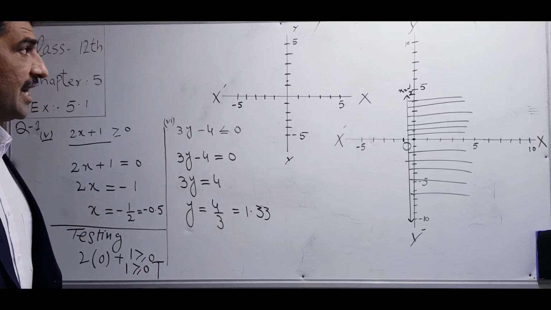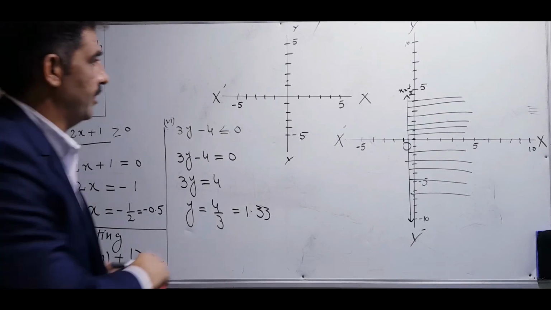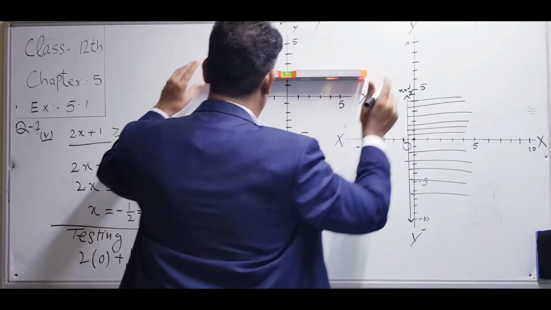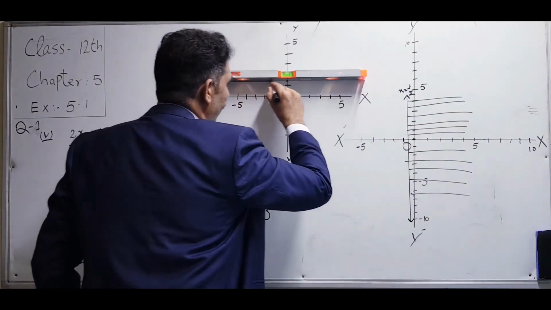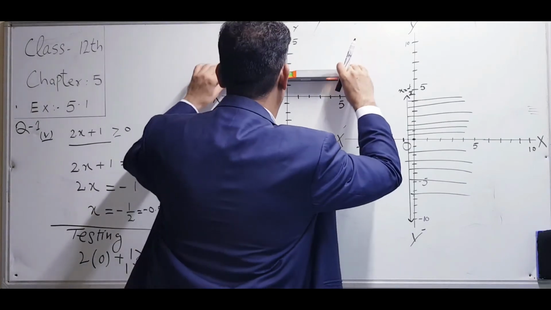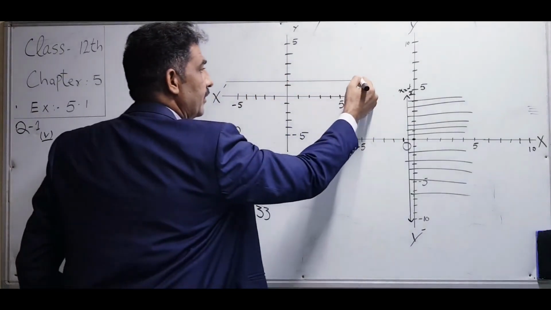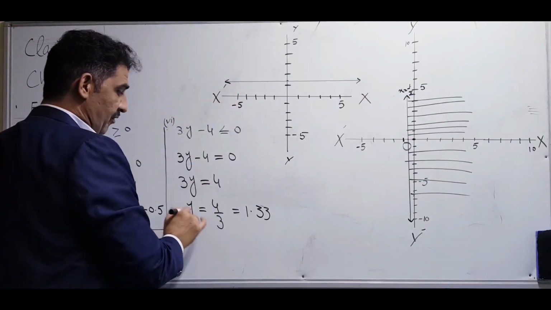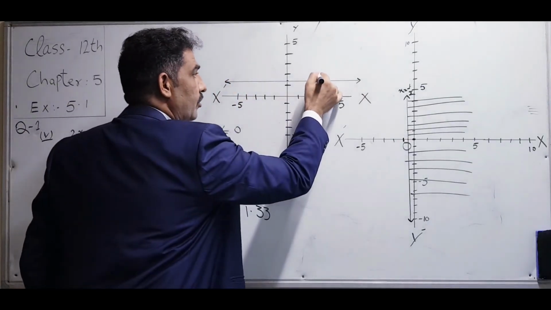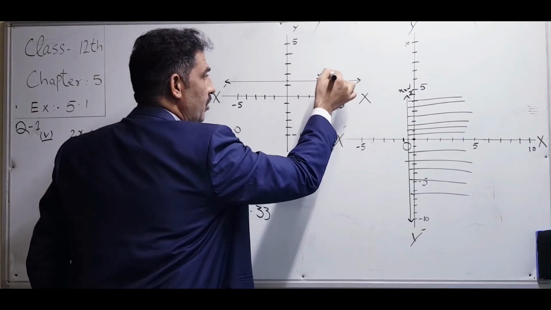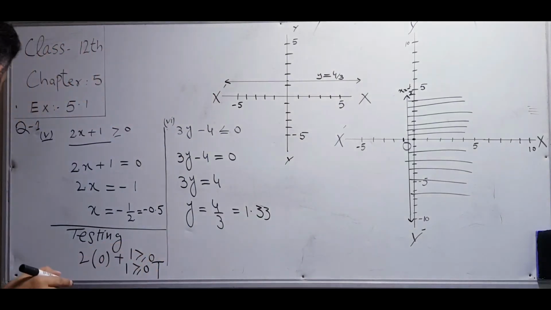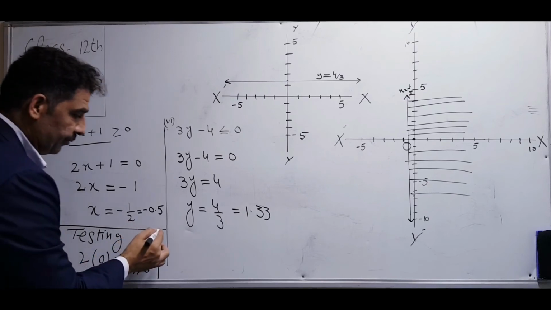So the line is parallel to the x-axis. So first I will write here. What is the value of this line? y is equal to 4 over 3. So you will write here y is equal to 4 over 3. y is equal to 4 over 3. After that, again testing.